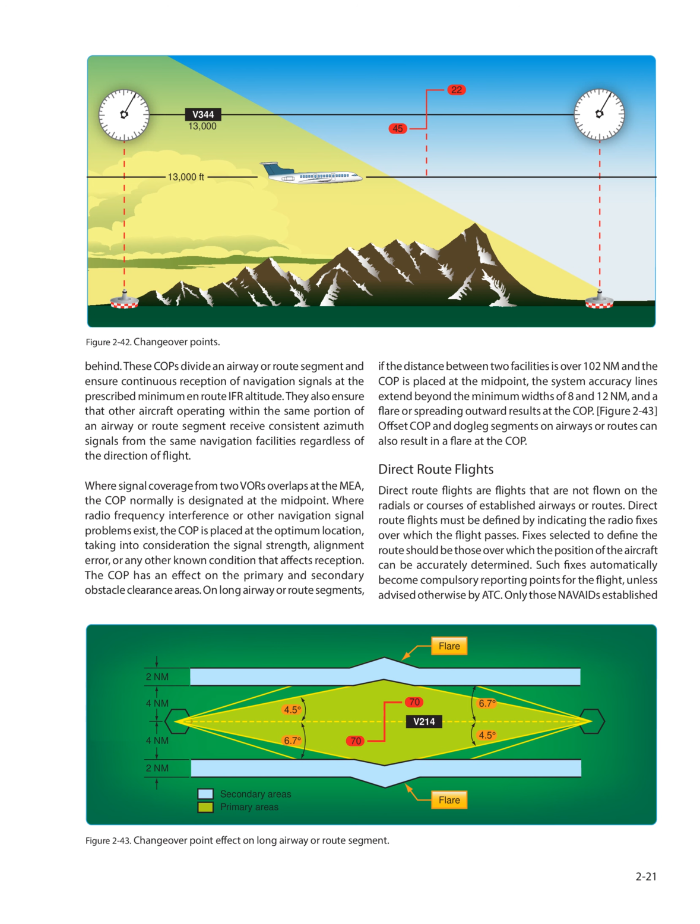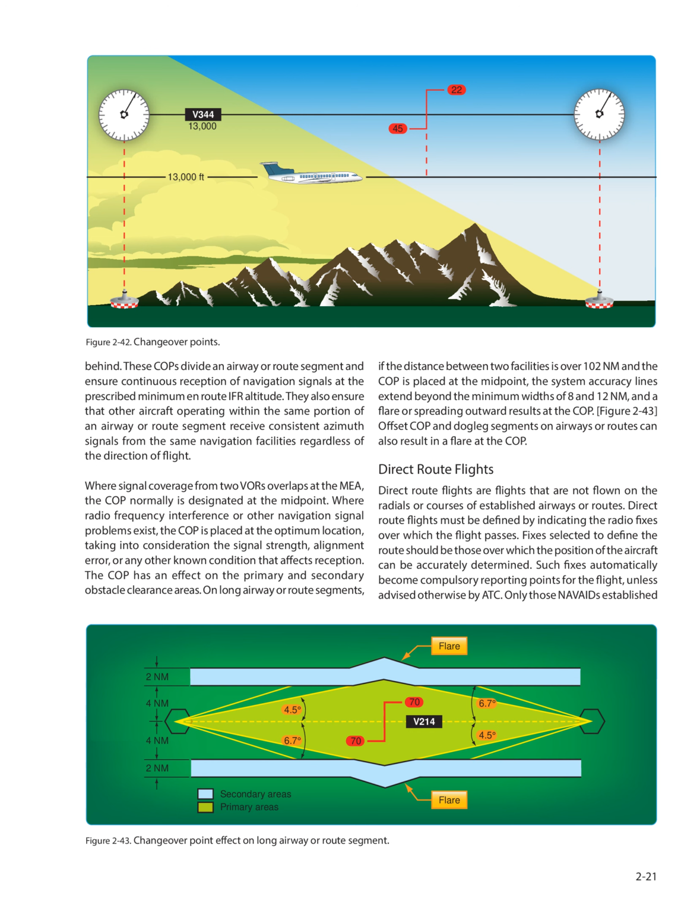On long airway or route segments, if the distance between two facilities is over 102 nautical miles and the COP is placed at the midpoint, the system accuracy lines extend beyond the minimum widths of 8 and 12 nautical miles, and a flare or spreading outward results at the COP. Figure 243, offset COP and dogleg segments on airways or routes can also result in a flare at the COP.